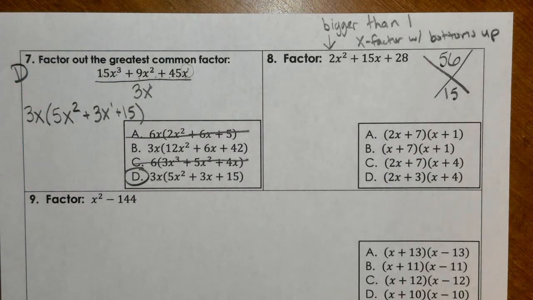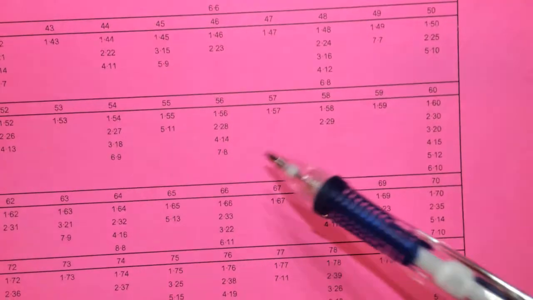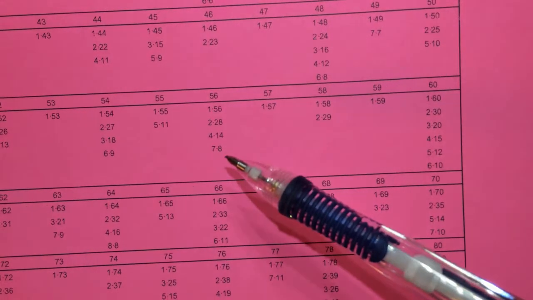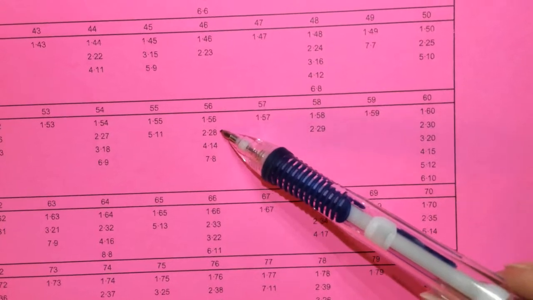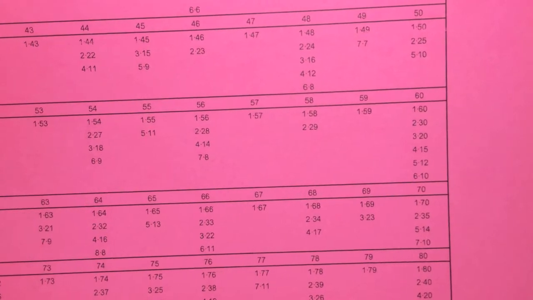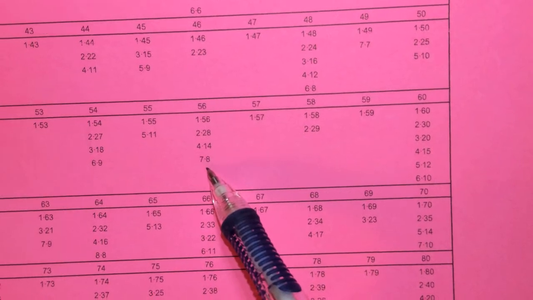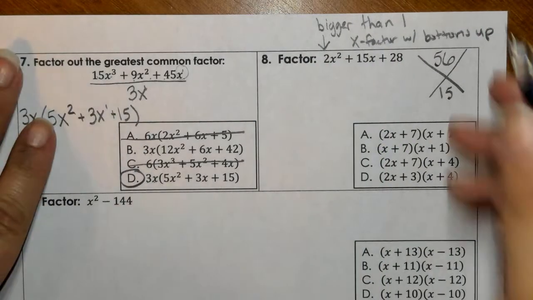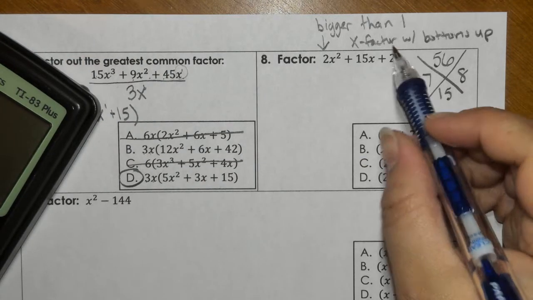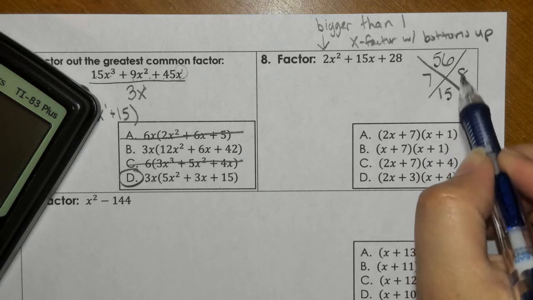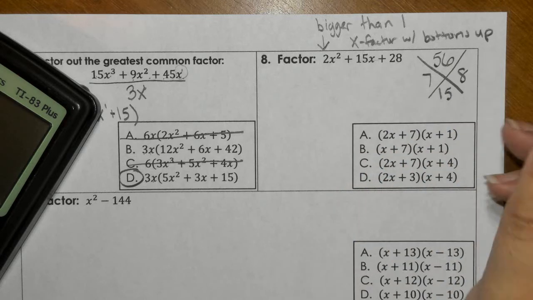So if you have your pink factor sheet still, okay, we would go to 56, which is right here, and we've got all of these factors of 56. So which one of these can add to make 15? And that would be 7 and 8. So I would put 7 and 8. Okay, I also know that everything here is going to be positive because everything in the problem is also positive.